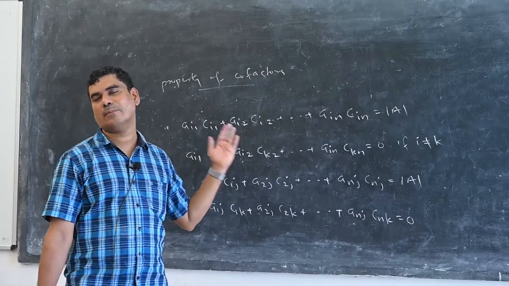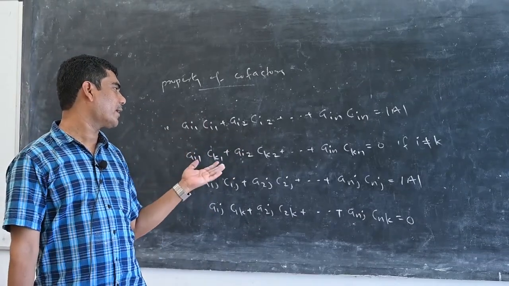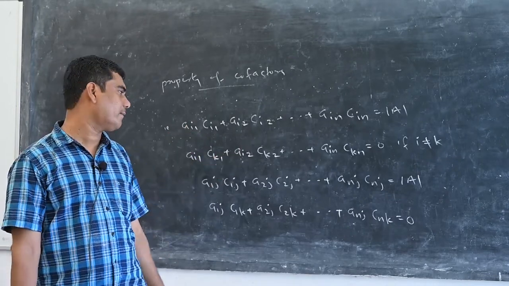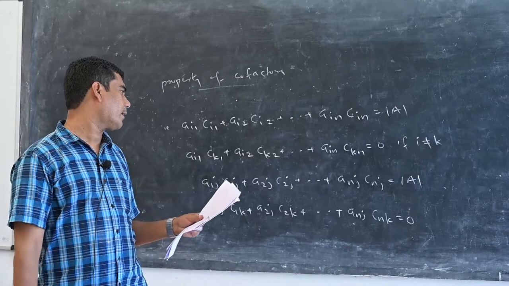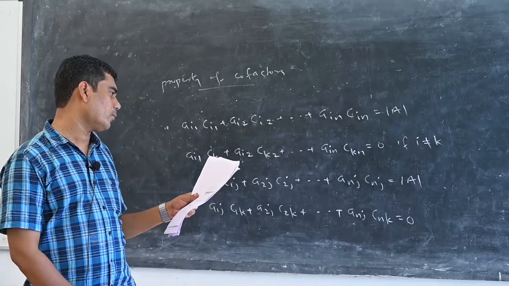Same row, same cofactors, multiply and add, we get the determinant. One row and cofactors of another row, multiply and add, we get the value equal to zero.